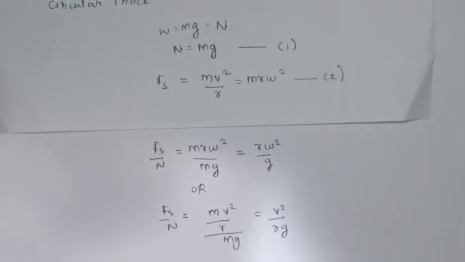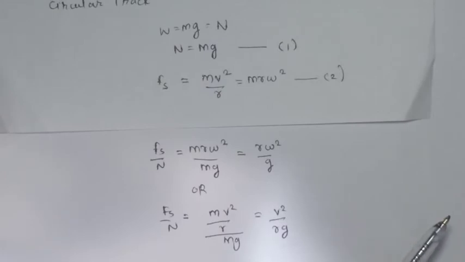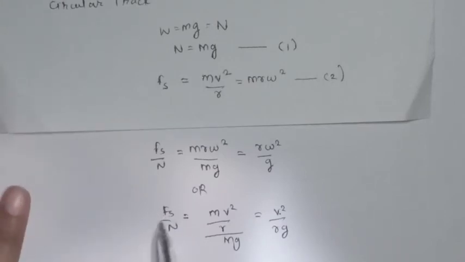For a given track, radius r is constant. For a given vehicle, mg, which is the weight of the vehicle and equals the normal reaction, is constant. Thus, as the speed increases, the force of static friction also increases. However, the value of static friction of any body is fixed. It means Fs, that is, static friction, has an upper limit.